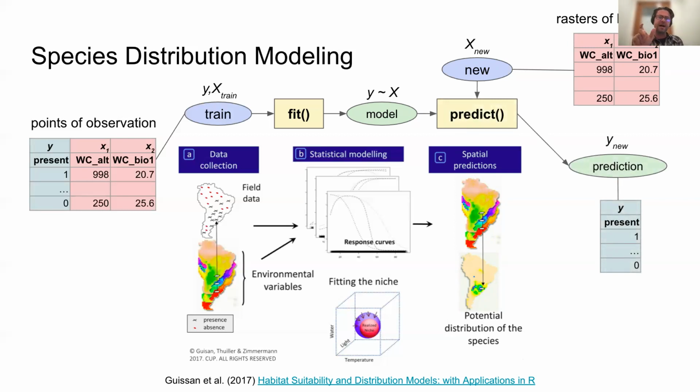Because of the class of objects that it's fed into, whether it's a Maxent or a GLM or a GAM or a tree model, it knows which package and which specific underlying function it's going to use to handle that prediction. So in this case, we are feeding in the new data, which is all the X's, and we're getting out the prediction, which is just the Y.